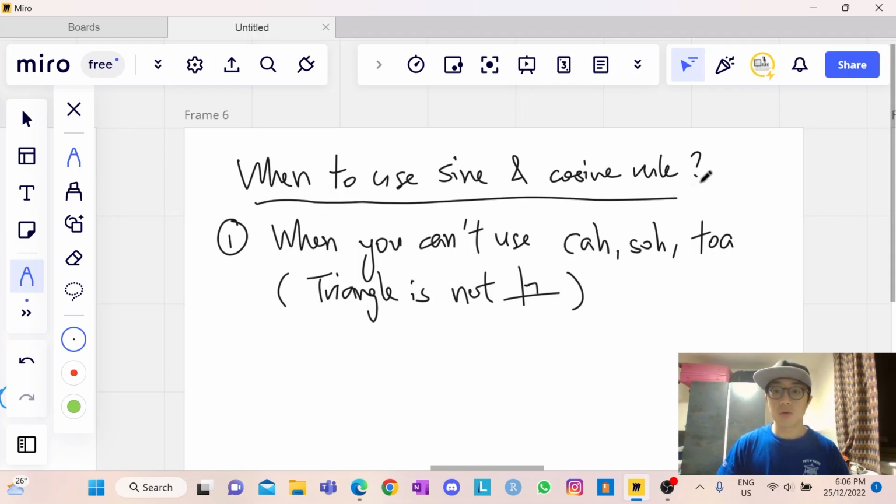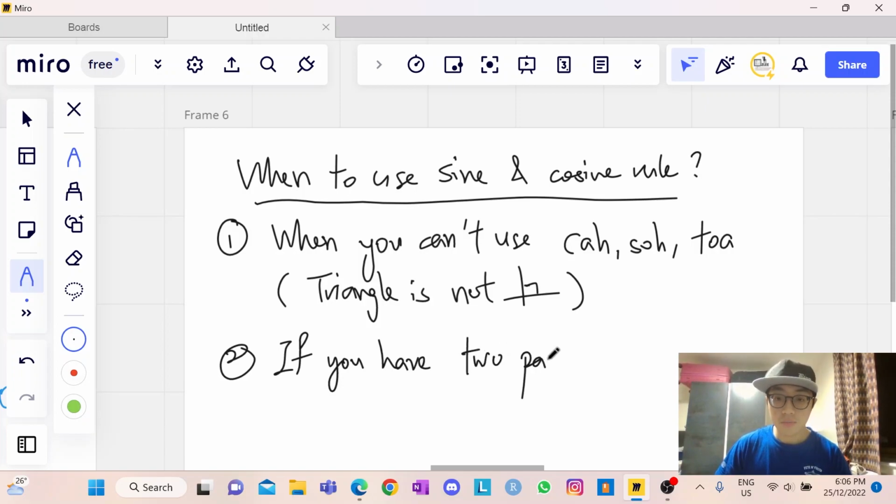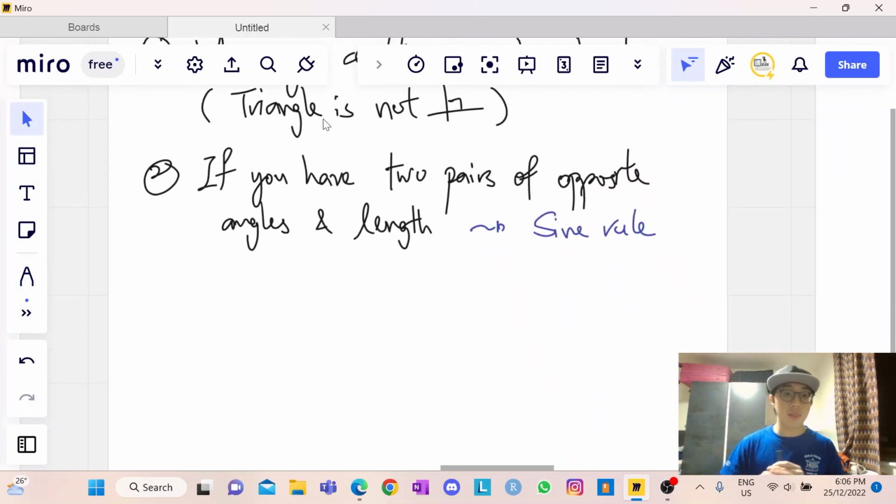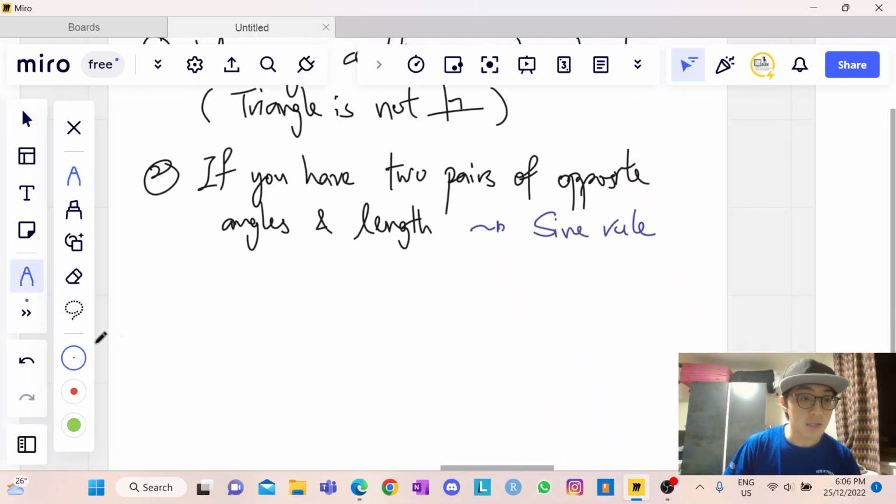Number one, when you can't use SOH CAH TOA. And number two, if you have two pairs of opposite angles and lengths, then you will be using the sine rule. What do I mean by two pairs of opposite angle and length? So this is the case.